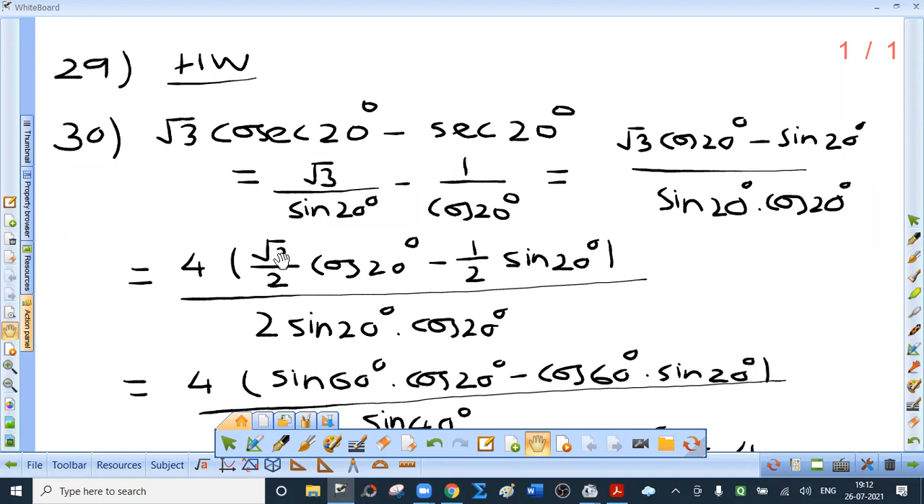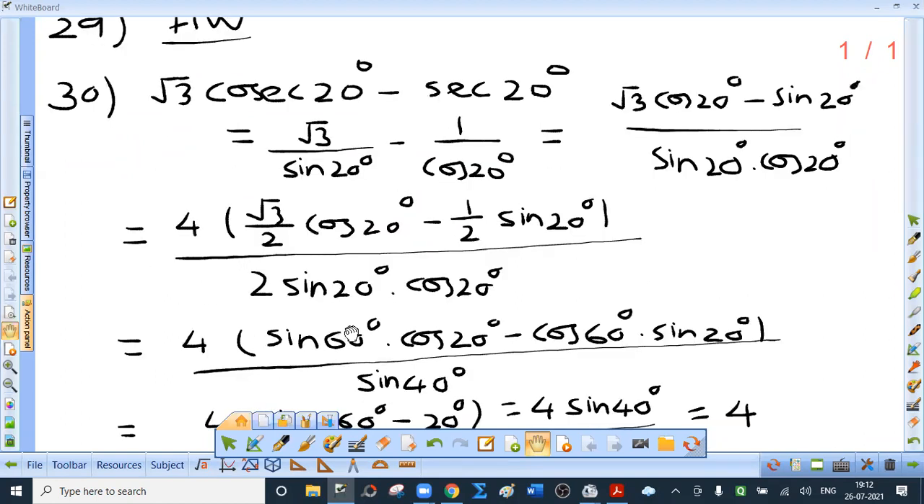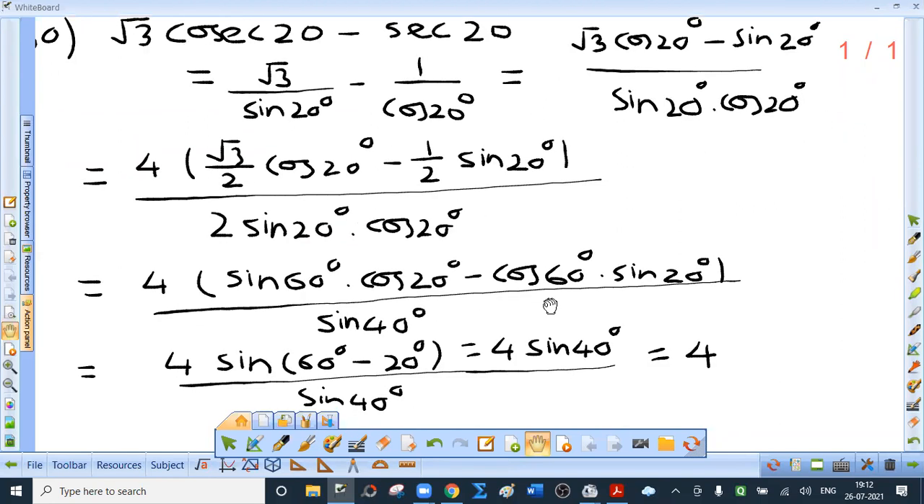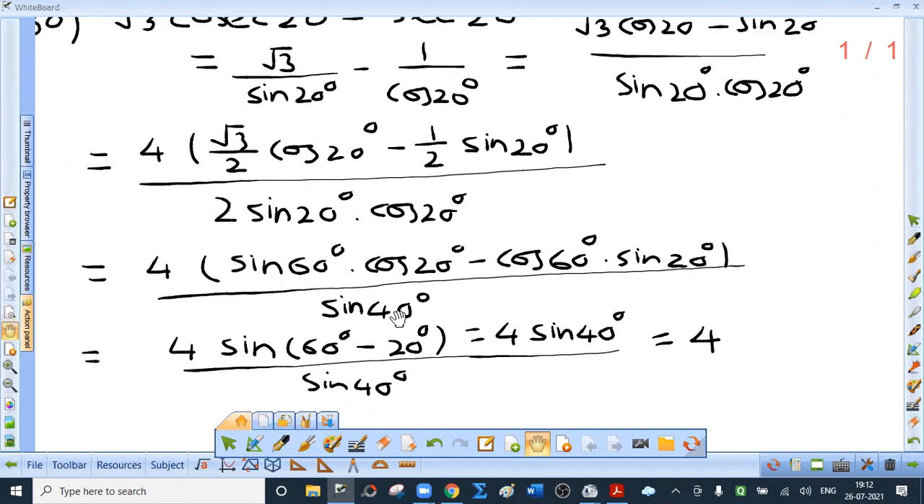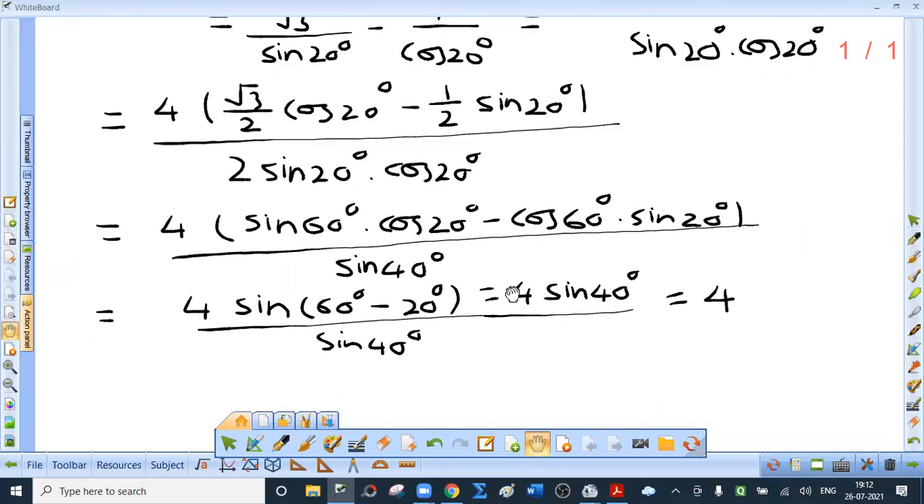See, I can replace root 3 upon 2 by sin 60 degree and this 1 by 2 by cos 60 degree in the denominator. 2 sin theta cos theta is sin 2 theta. So sin 40 degree. Sin alpha cos beta minus cos alpha sin beta is sin of alpha minus beta. 60 minus 20 is 40. Yes, sin 40 gets cancelled to get 4 as the answer, which is nothing but right hand side.